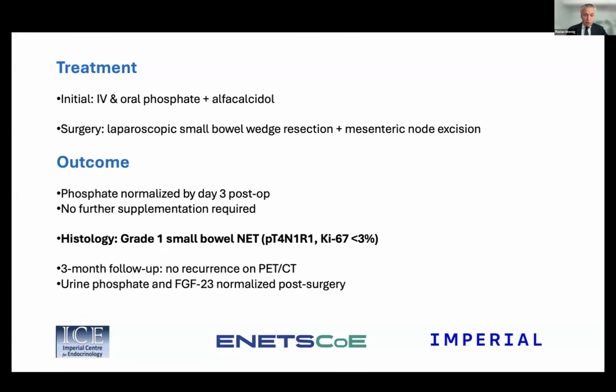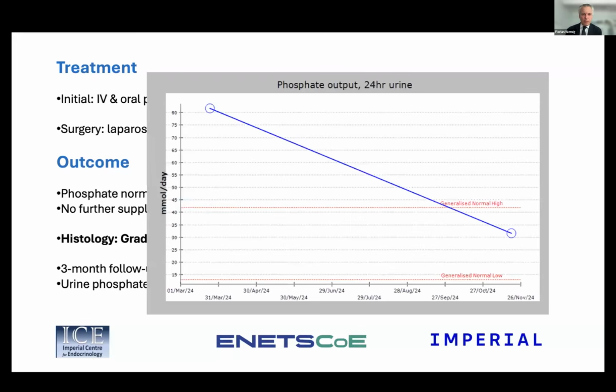Histology showed a grade 1 small bowel neuroendocrine tumor, and at 3-month follow-up, he hasn't had any recurrence of his tumor on a repeat PET-CT, and his urinary phosphate and FGF23 fully normalized. Here you can see the urinary phosphate excretion, which fully normalized after his surgery, and the FGF23 level went back to normal, being 72.